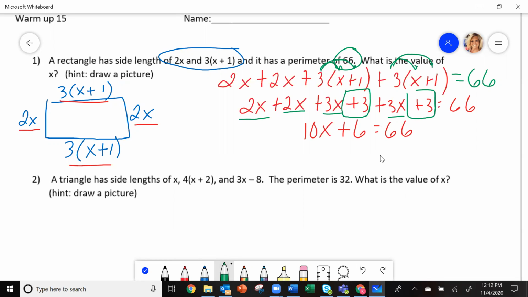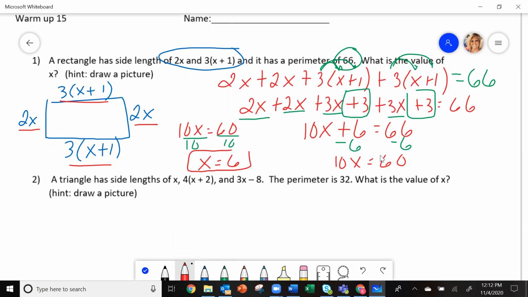The next step to solving is you'll subtract 6 from each side. You get 10x equals 60. Let me write this over here. 10x equals 60. I'm going to divide by 10. x equals 6. This is what your answer should have been. So now doing the same kind of thing, why don't you pause the video and try and do number 2?